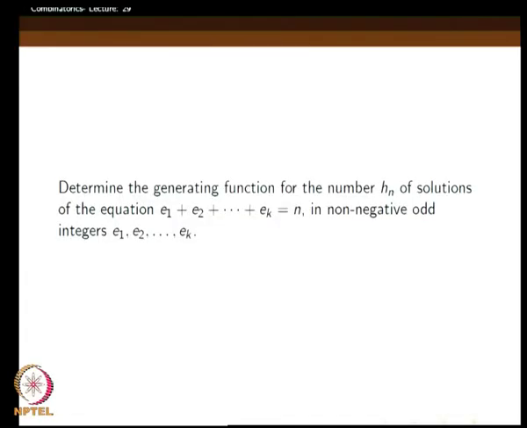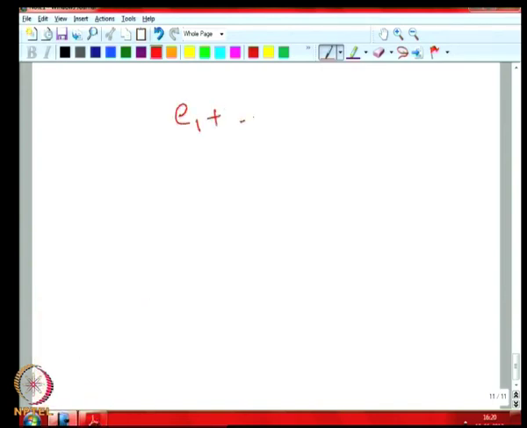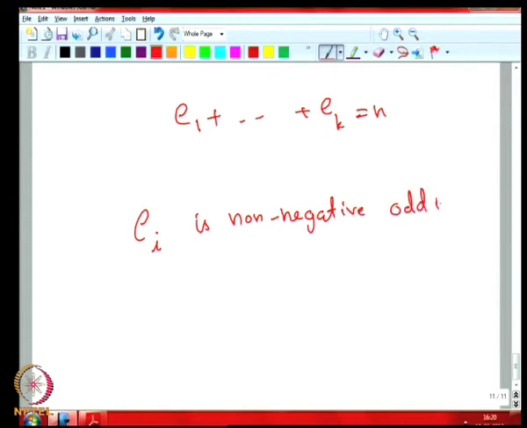Next question: determine the generating function for the number hn of solutions of the equation e1 plus e2 plus ... plus ek equal to n in non-negative odd integers e1, e2, ..., ek. So, we want e1 plus up to ek to be n. Each ei is a non-negative odd integer. That means it can be 1, 3, 5, 7 and so on, right. Here I can take these values.